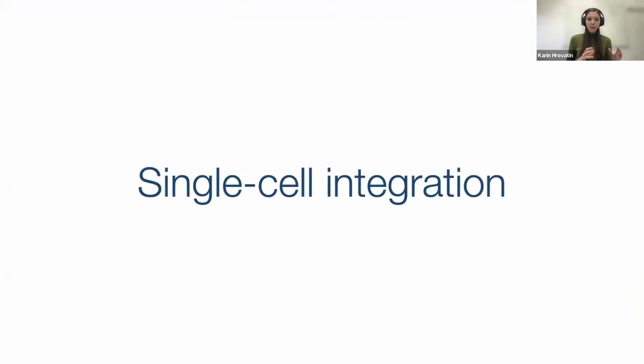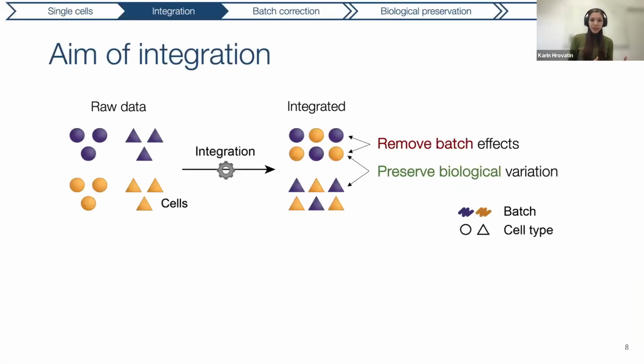Now let's go into more information about what single cell integration actually looks like. What we have at the beginning of every integration is a data set where we have some batch effects, for example, here shown in violet and yellow. And then we have some biological variability, such as cell types that are shown in different shapes. What we want to achieve after integration is to remove batch effects, meaning that the batches are mixed, but still preserve the biological variation, so cell types being separate.